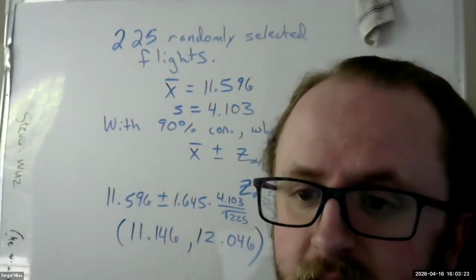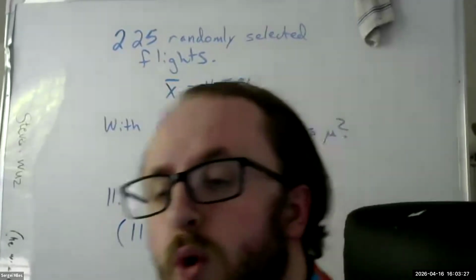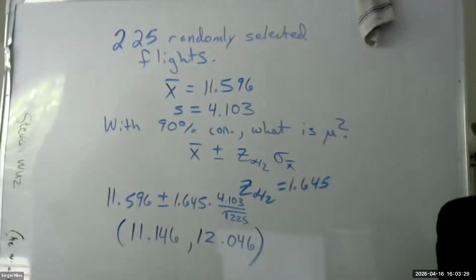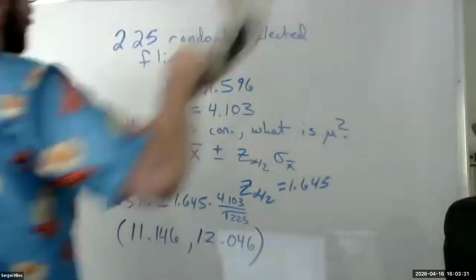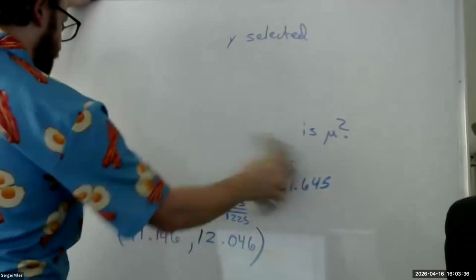So how do we fix this? Well, instead of using a z-score, we can use what is called a t-score. So what is a t-score? Well, first, let me draw this picture to try to explain what's going on here.